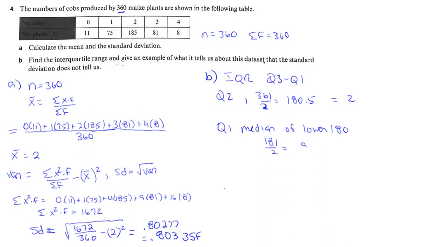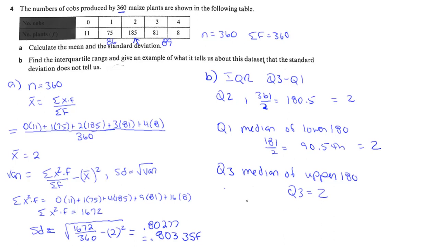I can do the same thing, and I find out that I'm looking at the 90.5th. Well, that's clearly also in the category of 2. So Q1 is 2. And then I look at Q3. Well, that's the median of the upper 180. If you look at the back half here, you'll see how it's got 81 and 80. That's 89. Well, that means that the 90th is going to be inside the category 2. So it looks like Q3 is also a 2.